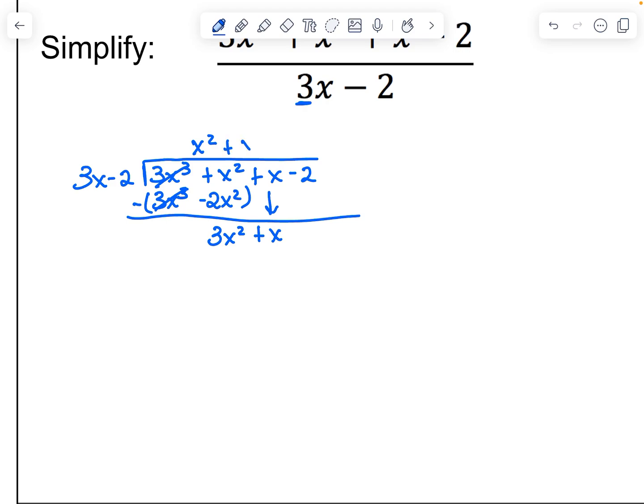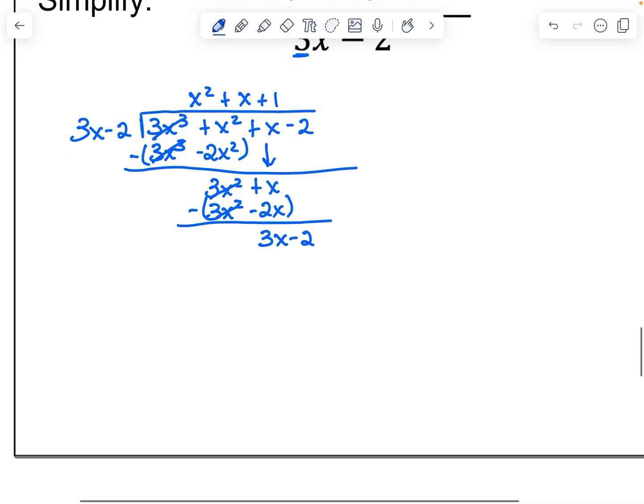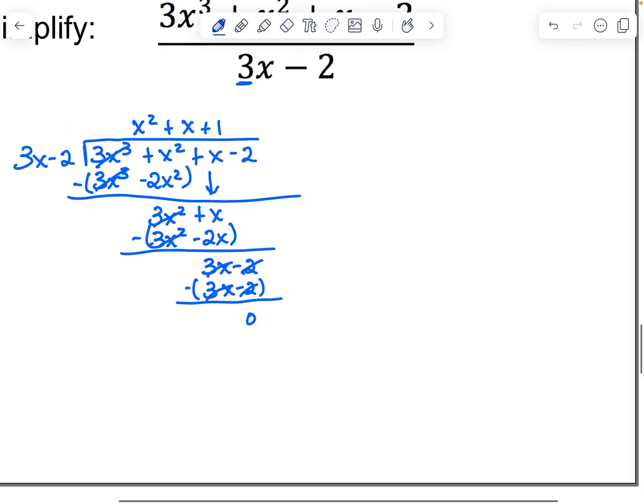3x goes into 3x squared x times. So my 3x squareds cancel out. X minus a negative becomes plus, so 3x minus 2. So 3x goes into 3x one time. So I get 3x minus 2. And when I subtract all of that, everything cancels. So one factor is 3x minus 2. The other factor is x squared plus x plus 1.